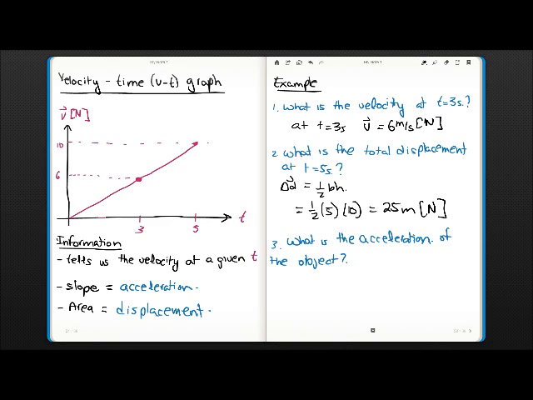And the third question is, what is the acceleration of the object? So the acceleration of the object is the slope, which is, for acceleration a, y2 minus y1 over x2 minus x1. So your basic slope equation, and y2 is 10 minus 0, and x2 is 5 minus 0, which gives us 2 meters per second squared. Again, the direction is north because it's increasing.